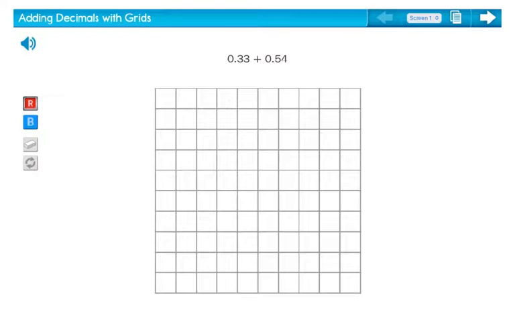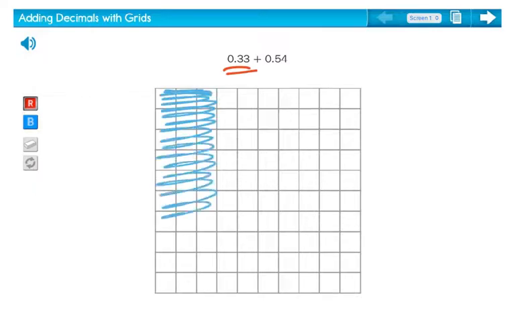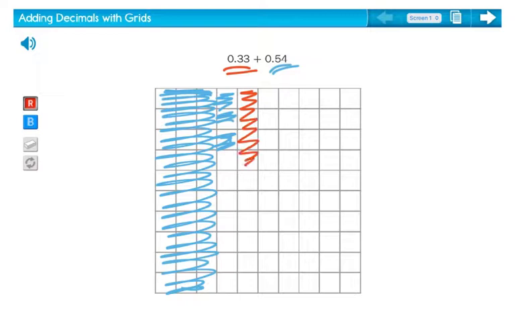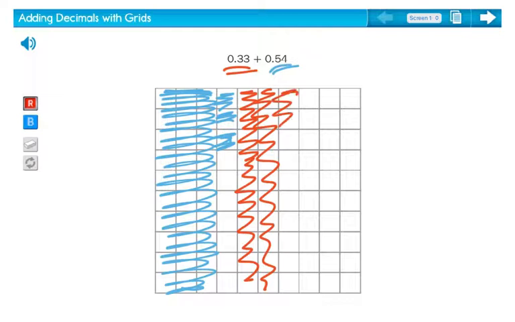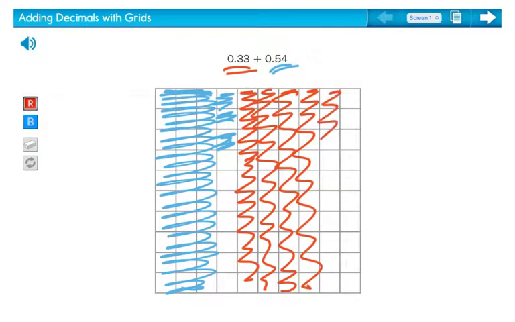So if I were to add decimals with grids and I were to take 33 hundredths, I would shade in 33 hundredths in blue. This is 30, 31, 32, 33. And then let me do 54 hundredths in red. So 10, 20, 30, 40, 50, and 4 more, 51, 52, 53, 54.